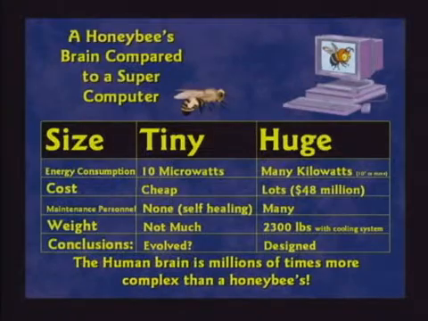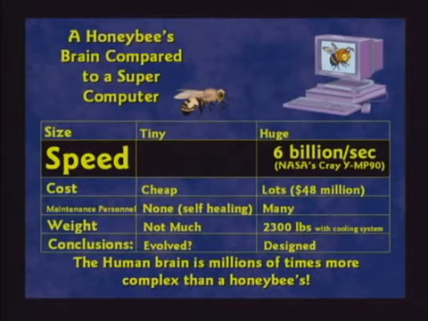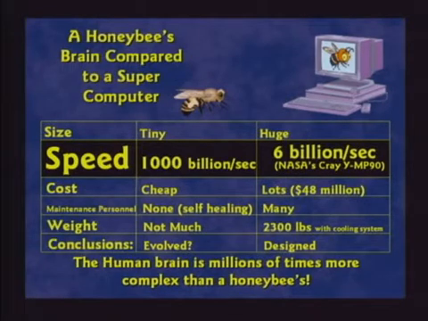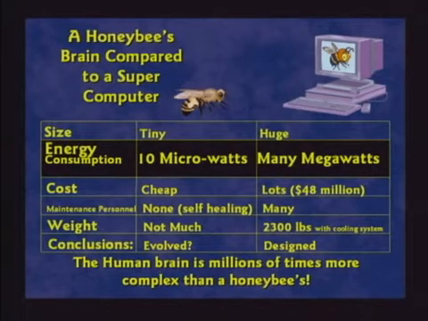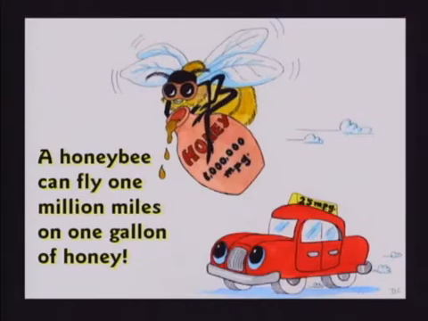The Cray computer did 6 billion calculations per second. They estimate the honeybee's brain does 1,000 billion per second. The Cray computer uses many megawatts. The honeybee uses 10 microwatts. Extremely efficient. The honeybee can fly 1,000,000 miles on 1 gallon of honey. Let me see you make a machine that gets 1,000,000 miles per gallon.